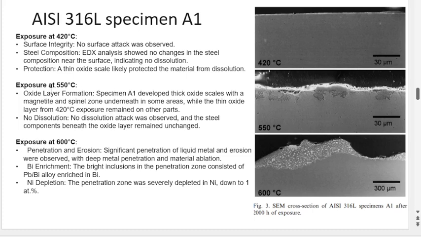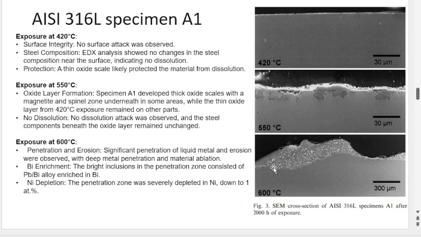And at exposure at 550 degrees C, this figure shows developed thick oxide scales, as we can see, with a magnetite and spinel zone underneath in some areas, but not homogeneously developed. No dissolution attack was observed, and the components beneath the oxide layer remain unchanged.